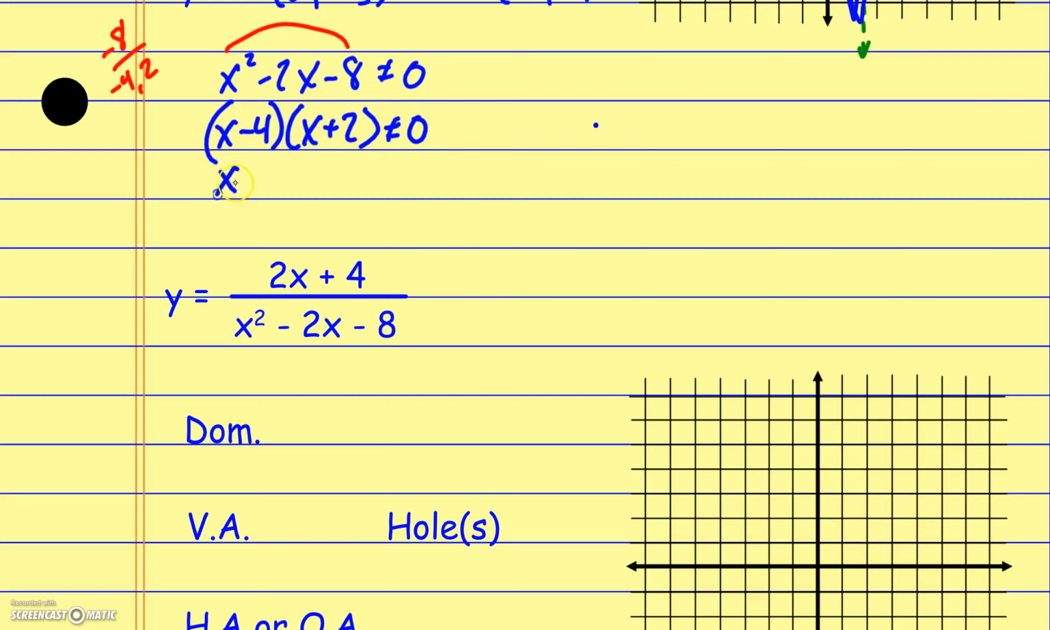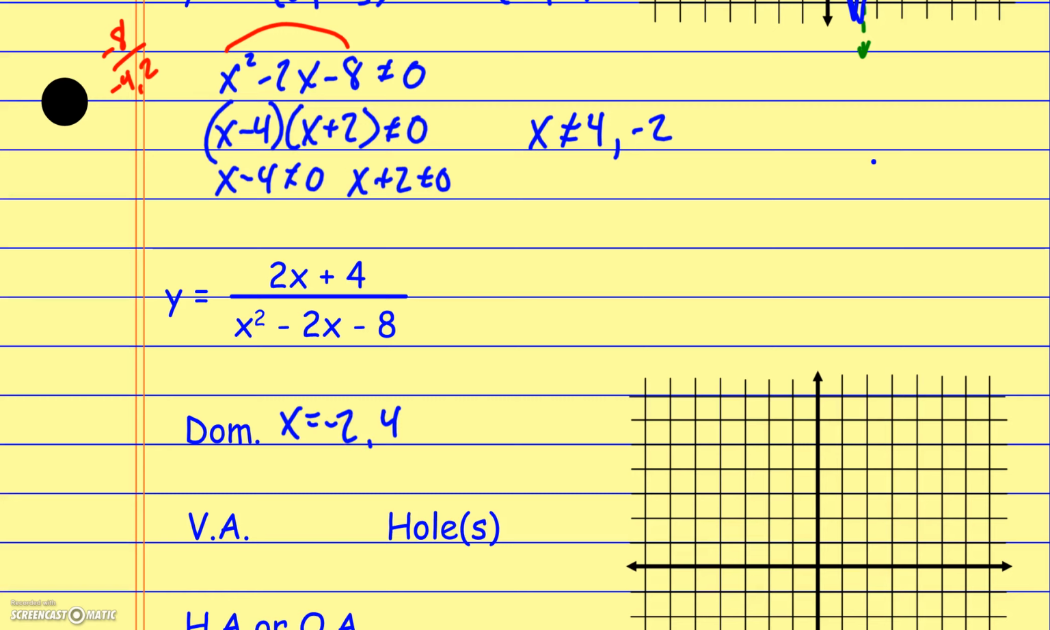And now I set each factor equal to 0, or not equal to. So I find out that from this first one, when I solve, I add that 4 to each side. I find out that x cannot equal +4. And from the second one, I find out that x cannot equal -2. All right, so those are my domain restrictions. x cannot equal -2 or +4.